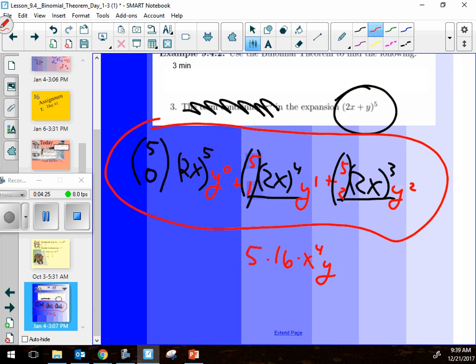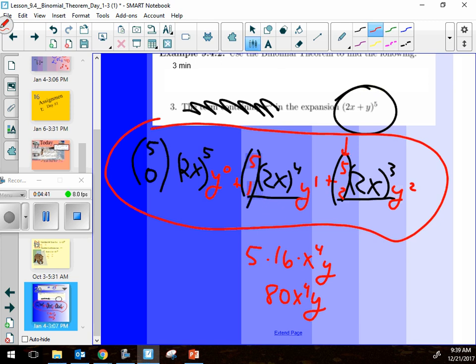Now the 16 and the 5 can go together. 5 times 16, is that 80, I hope? 80x to the 4th y. Raise your hand if you got the same thing I got there. All right, good. Any questions about term 2? And then the last term.